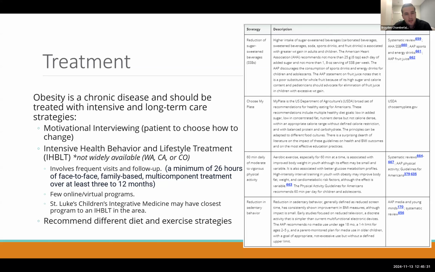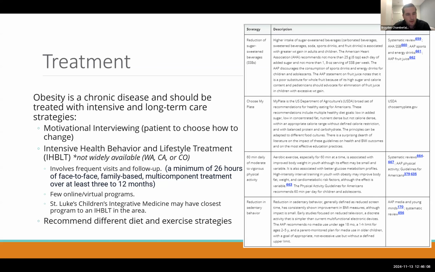Second on the list here, intensive health behavior and lifestyle treatment. This is a very intense behavioral program that focuses on diet, exercise, and other lifestyle activities that the patients do, but it involves very frequent visits and follow-up with their team. As you can see here, a minimum of 26 hours of face-to-face, family-based, multi-component treatment over at least 3 months, but sometimes up to 12 months.